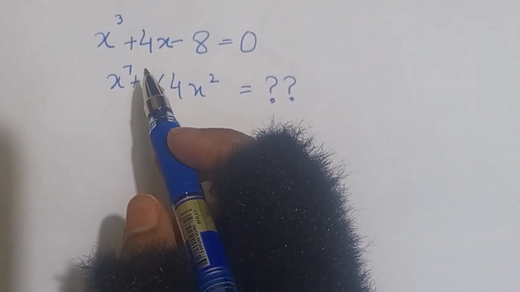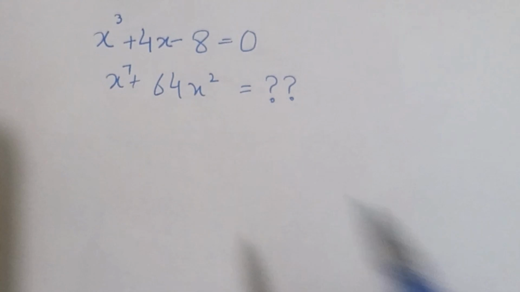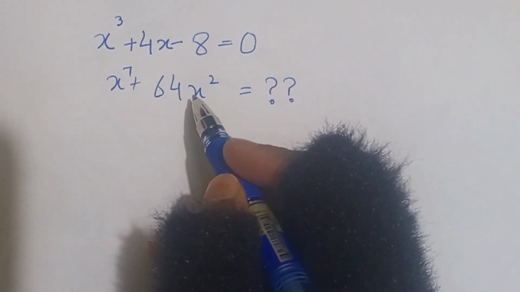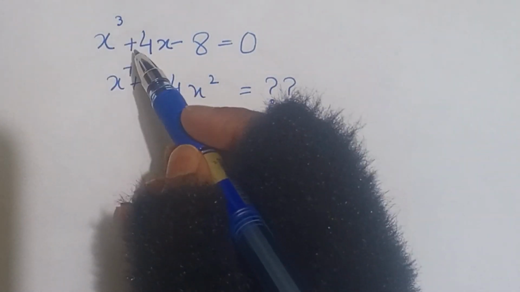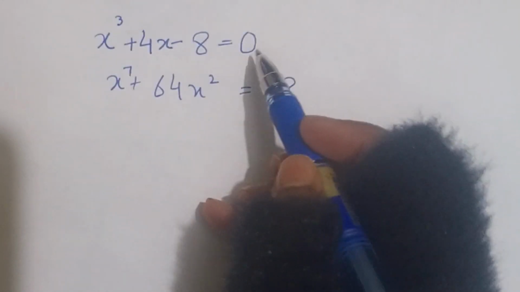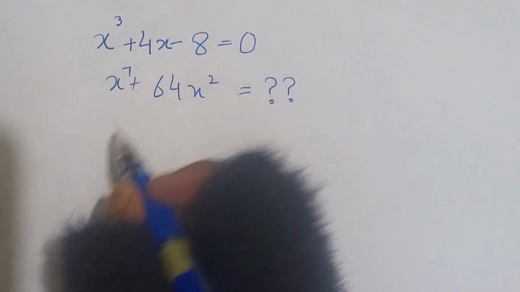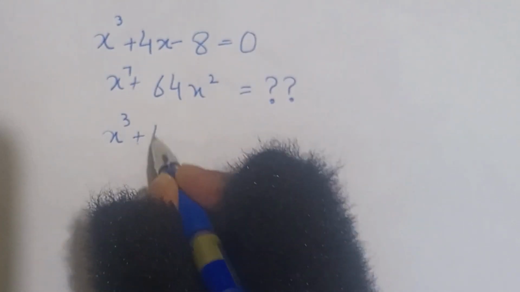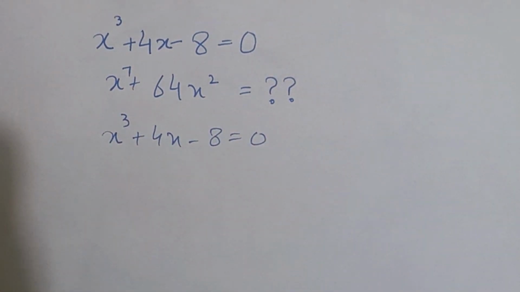Hello, good day everyone. Let's try to solve this question. In this question we find the value of x raised to the power 7 plus 64 multiplied by x raised to the power 2, and the given data is x cube plus 4x minus 8 is equal to 0. So let's start. We use this equation.